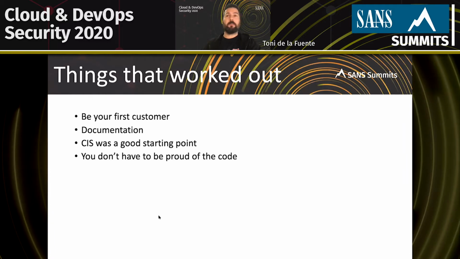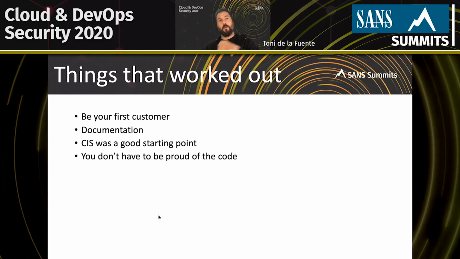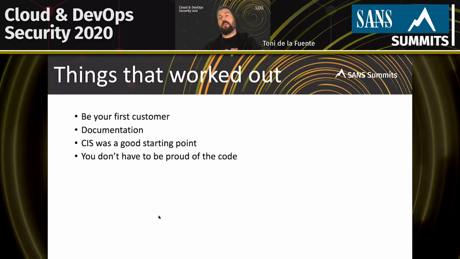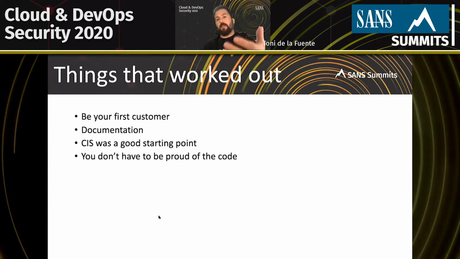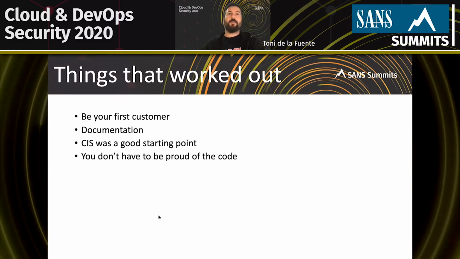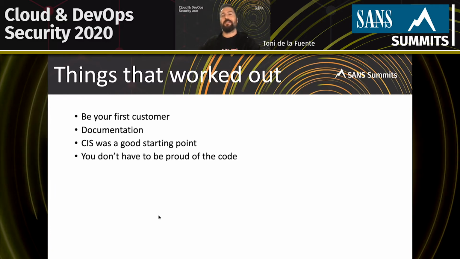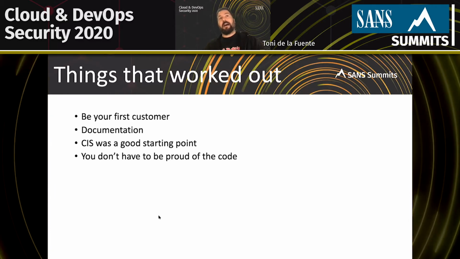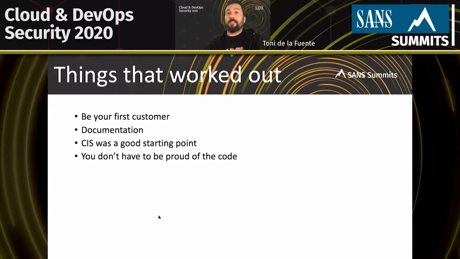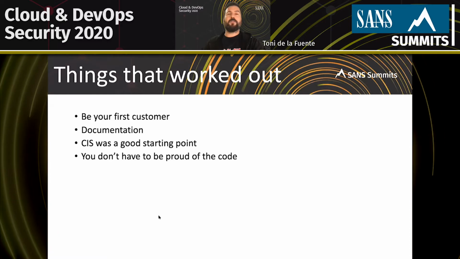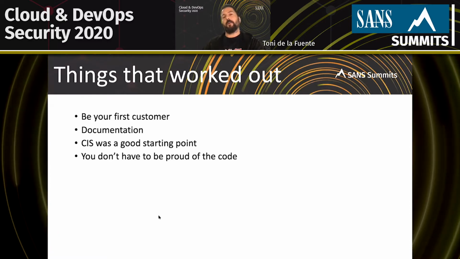And this is a good one: you don't have to be proud of the code. Whatever you have, if you are writing a tool that is helpful for you, maybe it may be helpful for others. You don't have to be proud. And if you see the code of Prowler, you understand what I mean, right? I mean, it's not that bad, but if you had to be so happy with what you have done, you would never make it public.